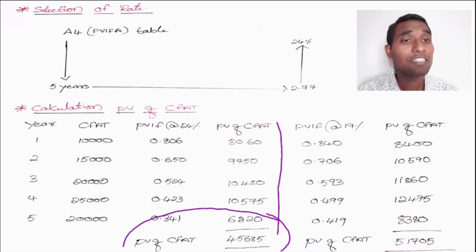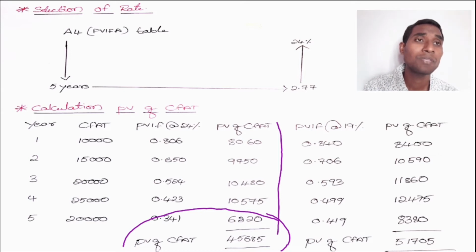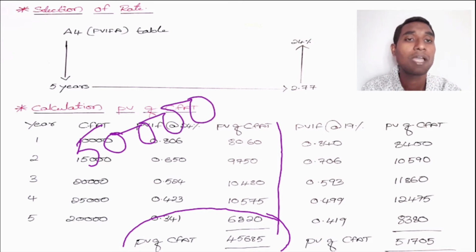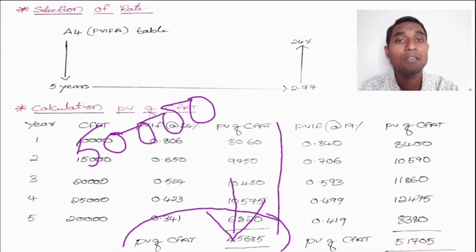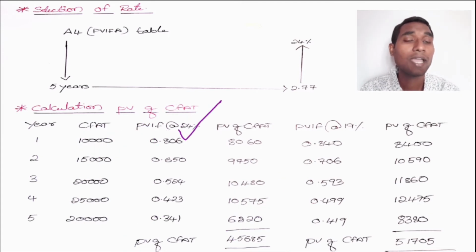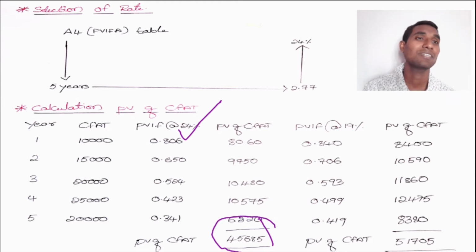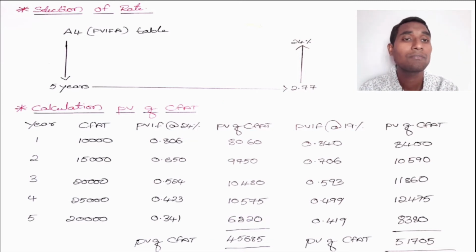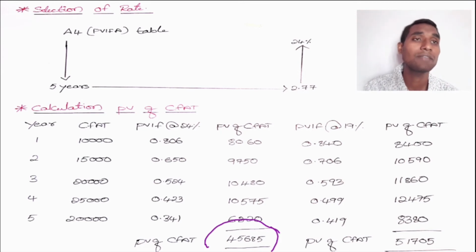45,685. See, you need to compare this value with the investment. What is my investment? My investment is 50,000 rupees. But this value is less than 50,000 rupees. That means when I have tried at 24%, I am getting a value which is less than my investment. Now I need to try at a rate which results in a figure which is more than my investment. My investment is 50,000. By trying at 24%, I got 45,685, which is less than my investment of 50,000.